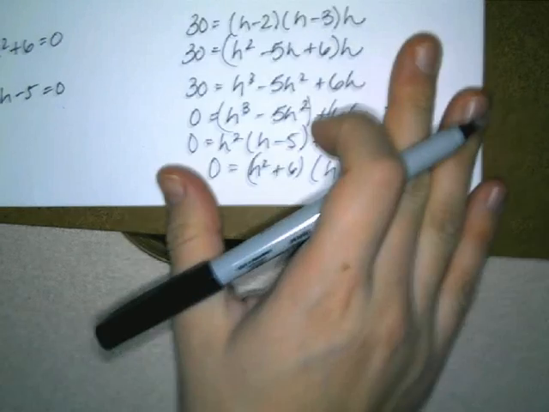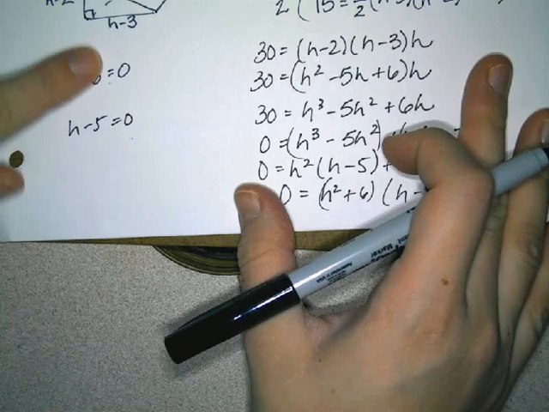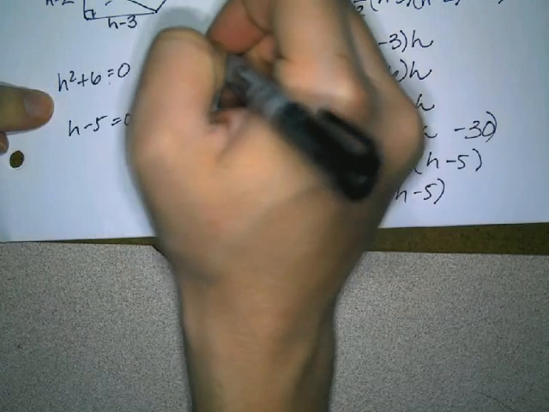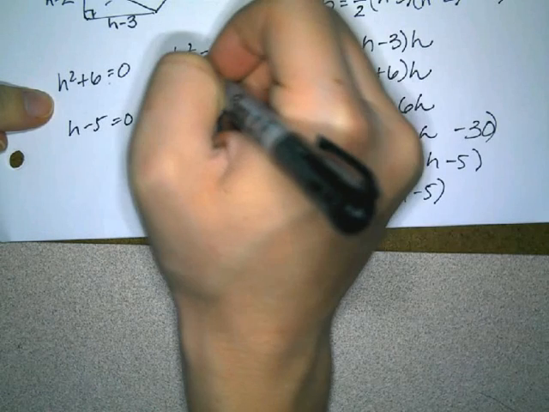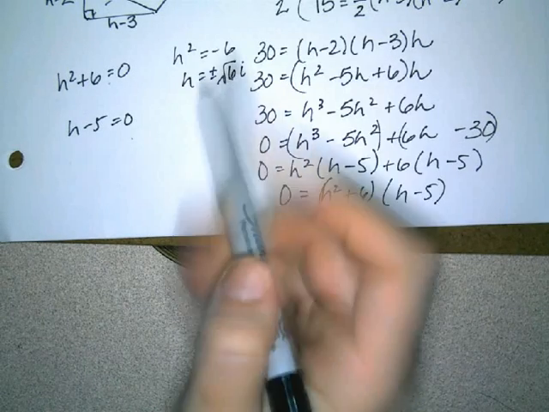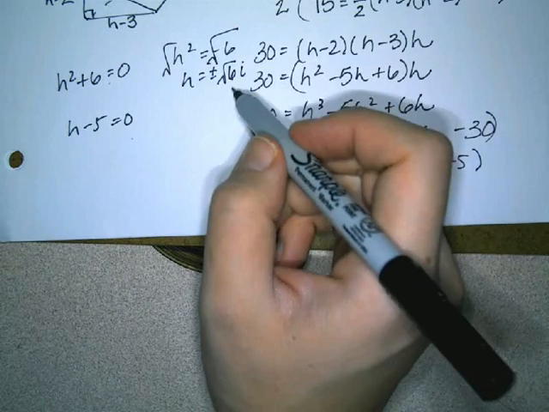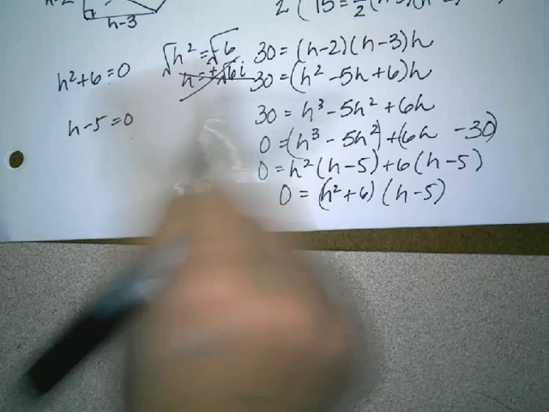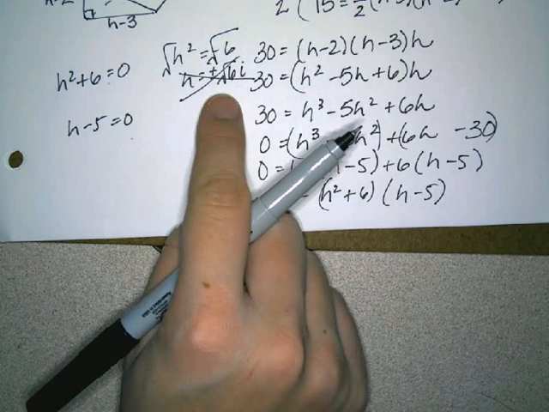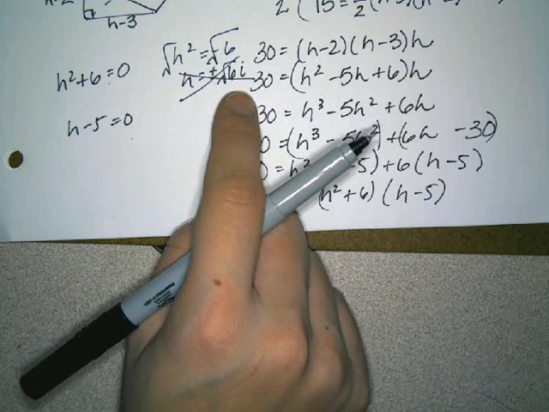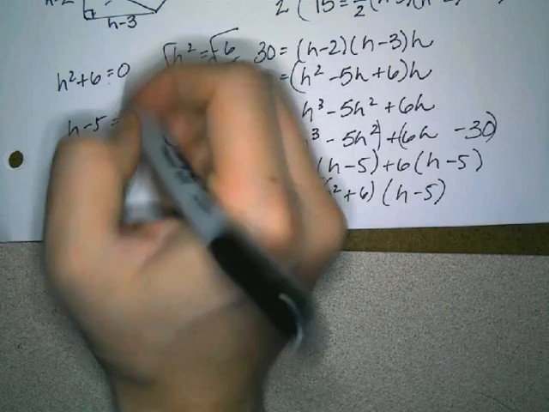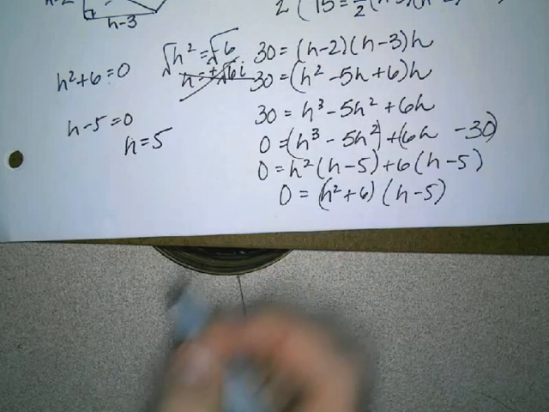Okay, so in the first scenario, when I set h squared plus 6 equal to 0, I get h squared equals -6, so h will equal plus or minus the square root of 6i when you take the square root of both sides. You can't have a height that's imaginary, so even though I could solve it and get 2 answers, we can't use this for this particular problem because it doesn't represent a height for us. So in this case, when I solve h minus 5, I get h equals 5.